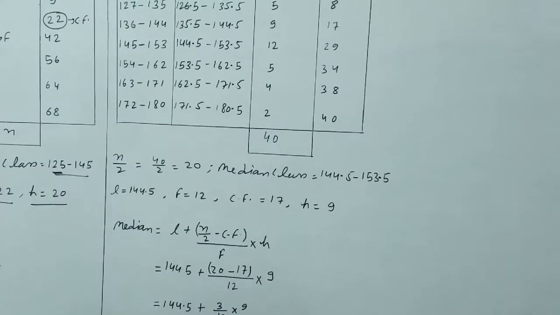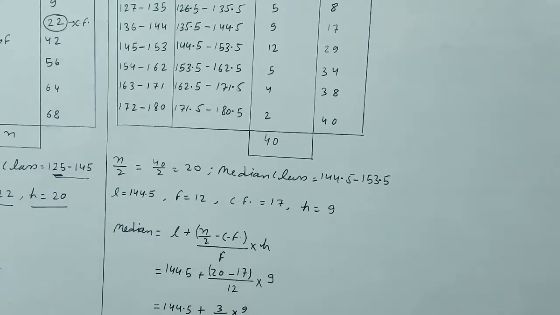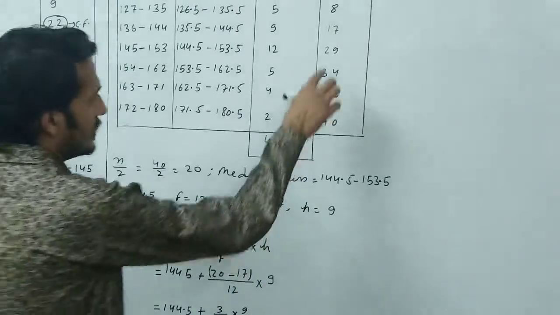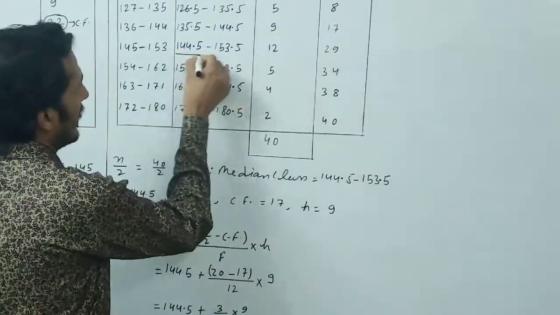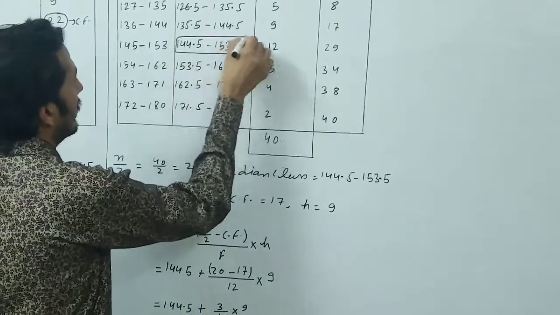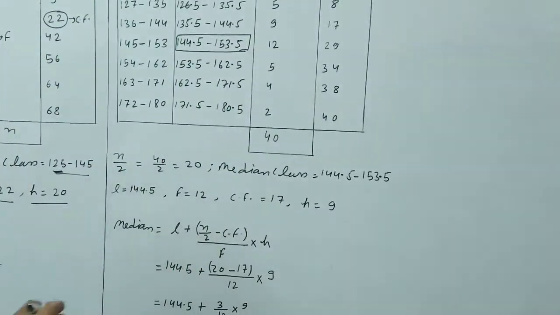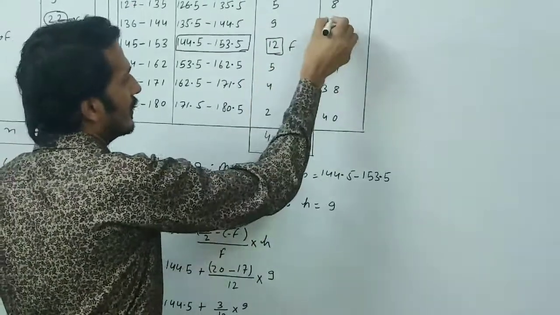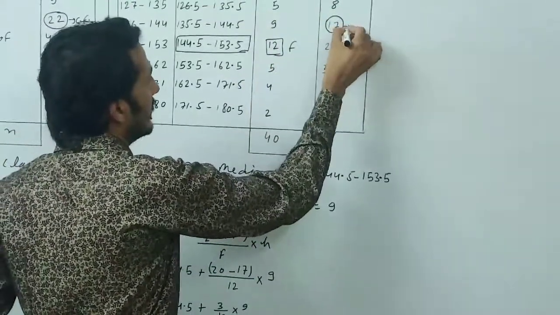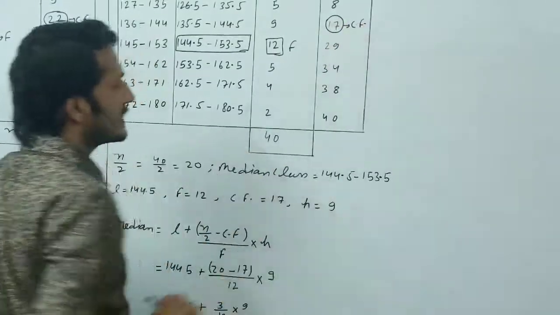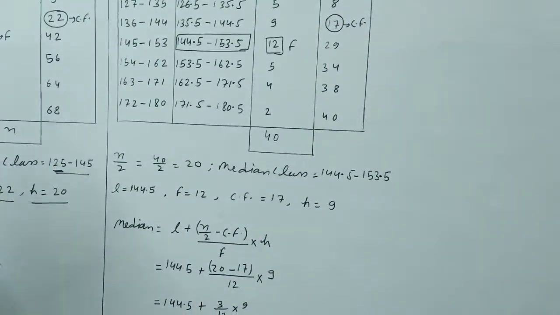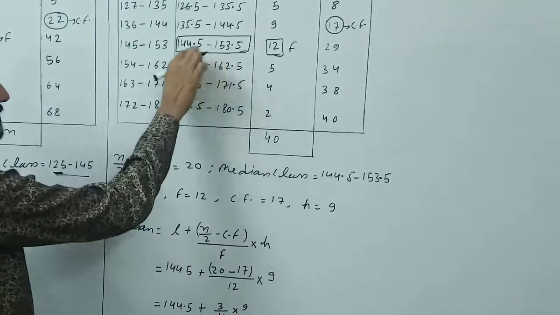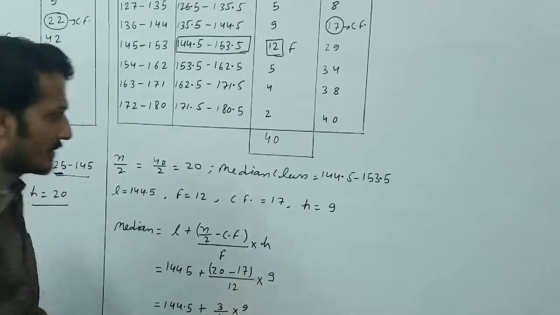So N upon 2 is 20. Now we need to find the value in the column of CF which is just greater than 20, that is 29. The class interval against it, that is this one, becomes the median class. This becomes F, and the CF in the class interval above it becomes CF. So we have the median class, CF and F. Now H: what is the gap between these two? It is 9, so H becomes 9.